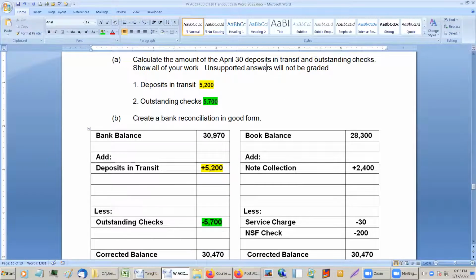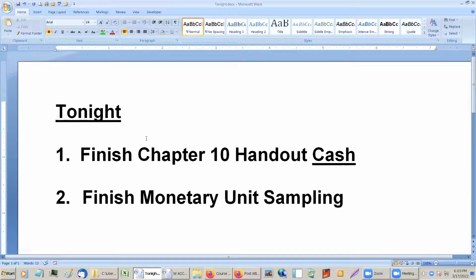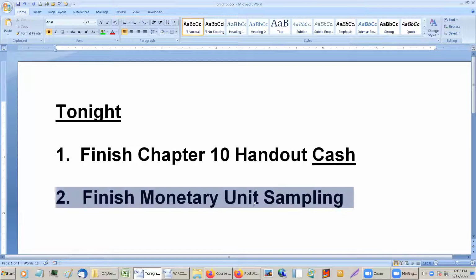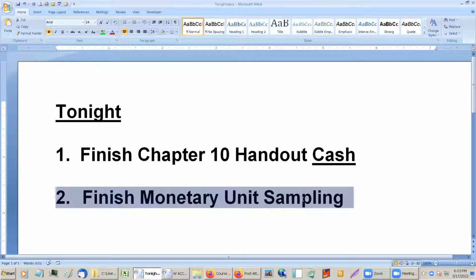Okay, well, tonight, finish the chapter 10 handout, cash, and finish monetary unit sampling. Well, this might be a little ambitious, but we'll give it a go.